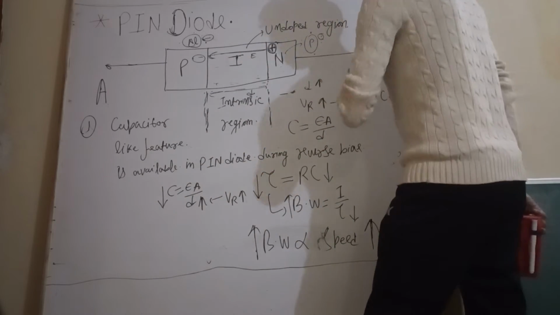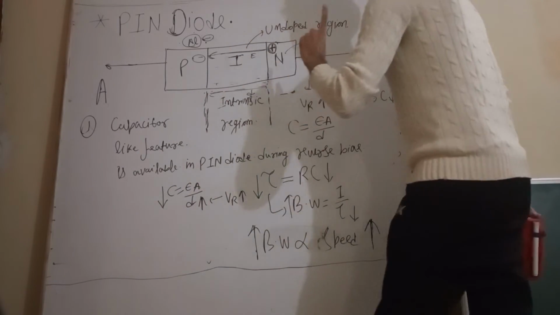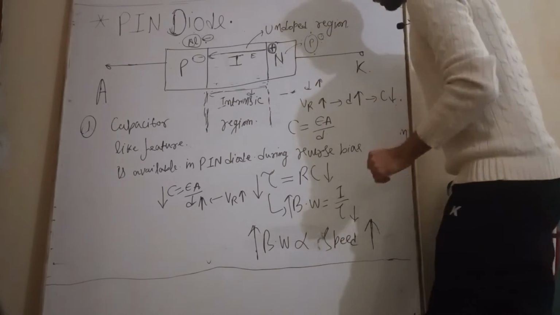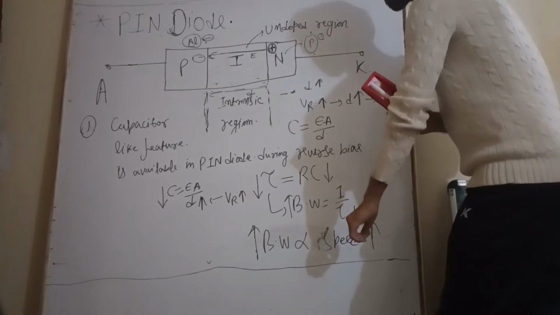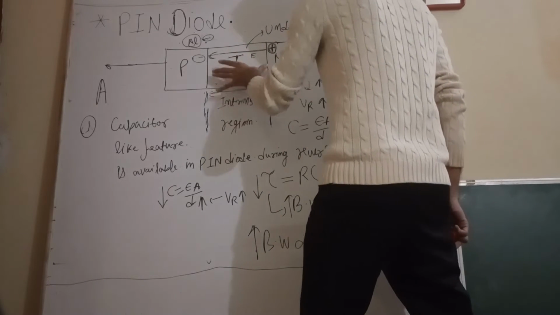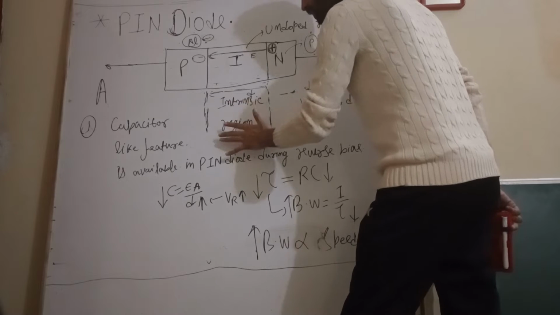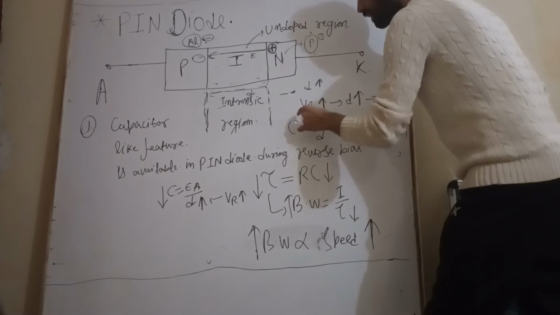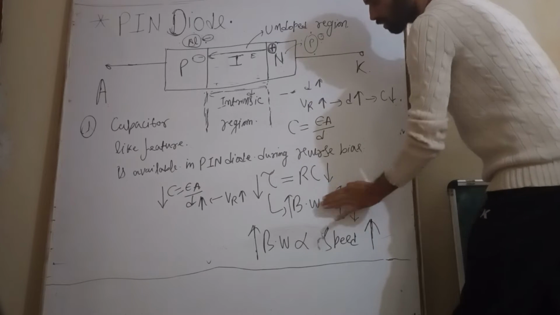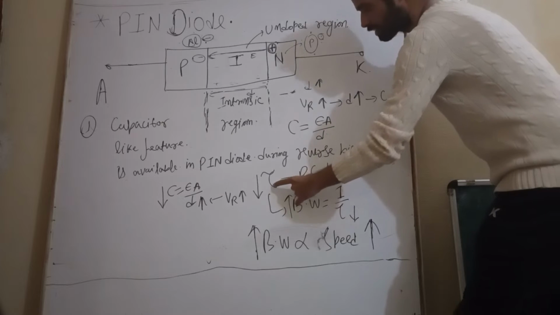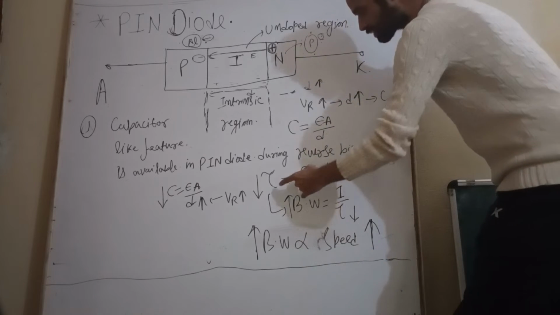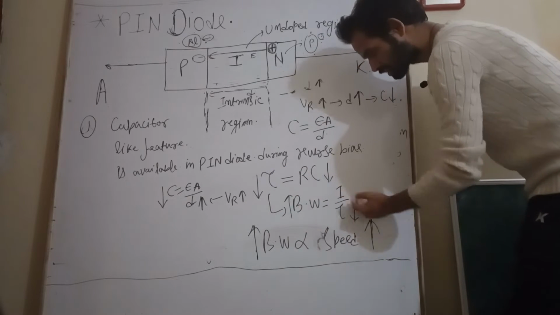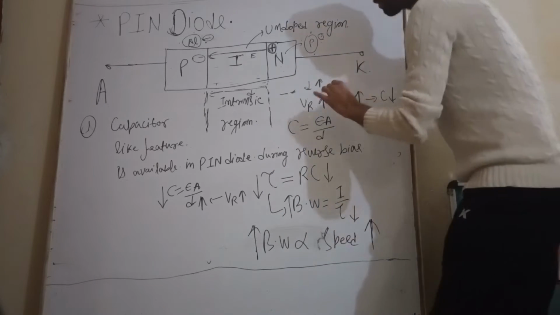The first feature is that it is able to process weak signals, and second, it provides very high speed switching. Why? Because of the intrinsic section. This intrinsic region has a large area which provides a large distance, and hence it provides very low capacitance. Once the capacitance is very low, the time constant is low, which means bandwidth is high, and bandwidth high means speed is high.